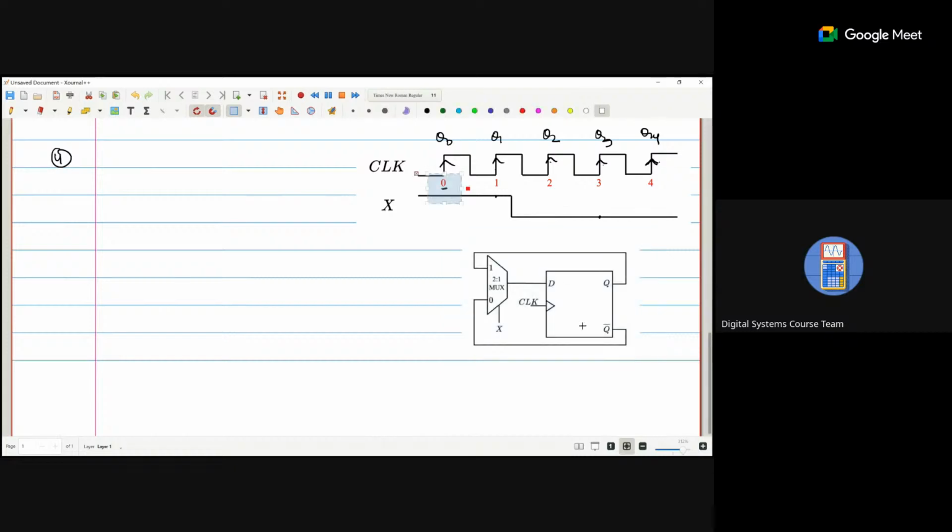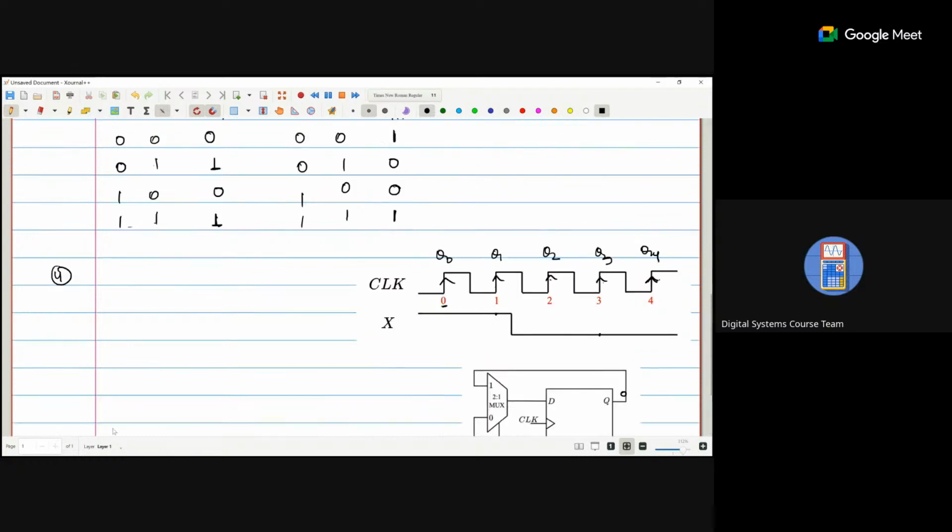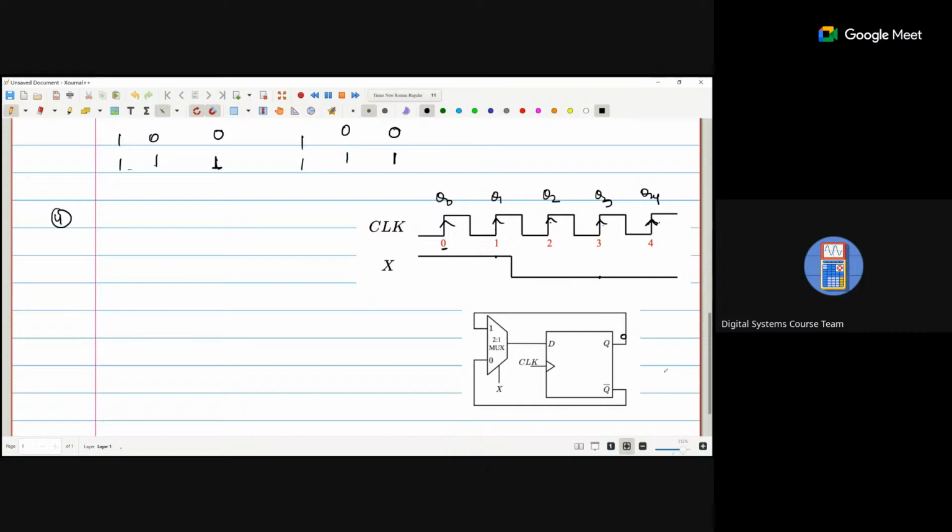Now when x is 1, initially given that q is 0. In the question, it is given that q is 0. So if q is 0, q bar is 1. Now when x is 1, what are we getting at d? When x is 1, this one will be selected.